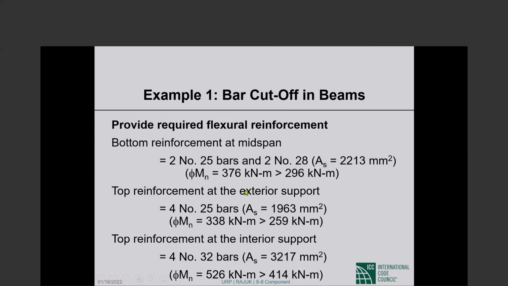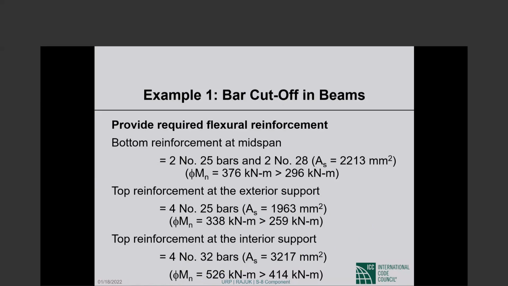Top reinforcement at the exterior support, we have a moment of 259 kilonewton meters. We used 4 number 25 that gave us a design moment strength of 338, which is obviously in excess of 259. Top reinforcement at the interior support, where we have a large moment of 414, here we have used 4 number 32 bars, and that gives us a phi times M sub n of 526 kilonewton meters. Okay, so that's our flexural design, if you like.